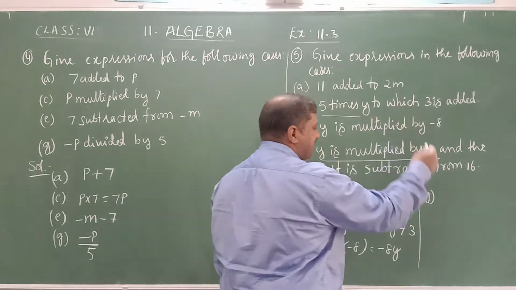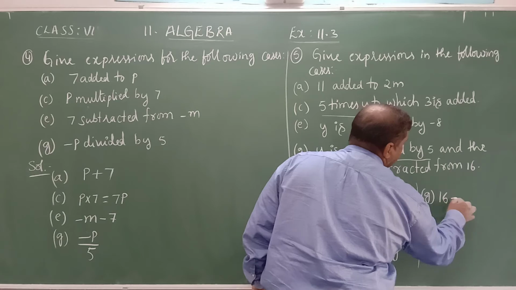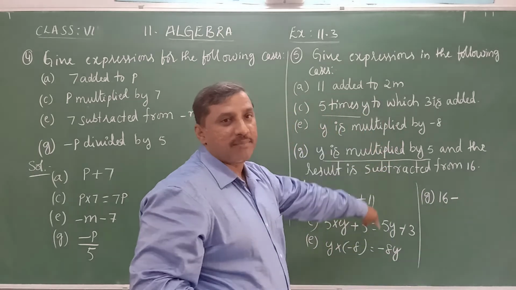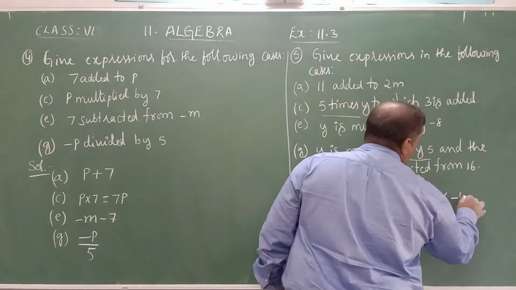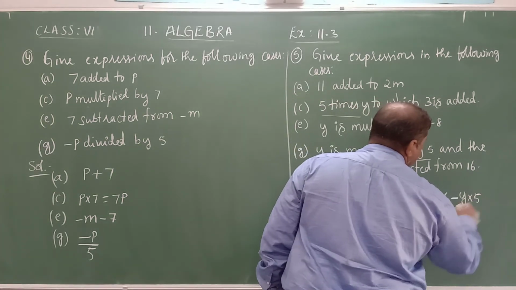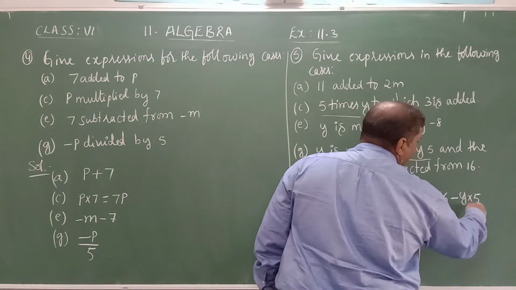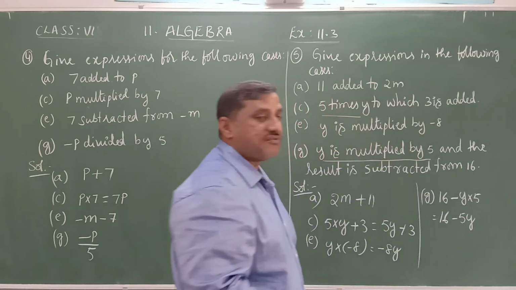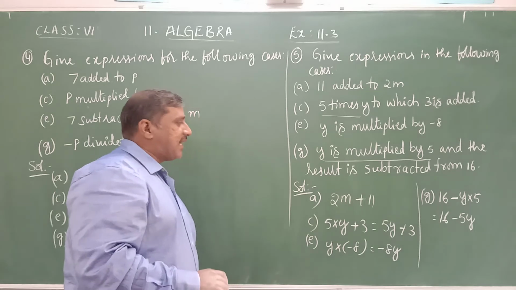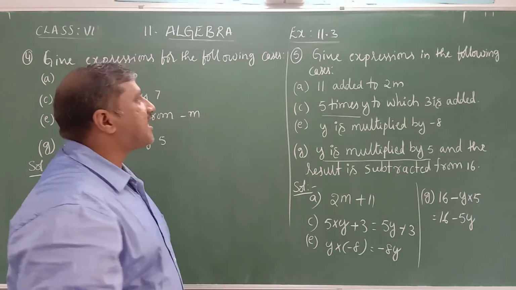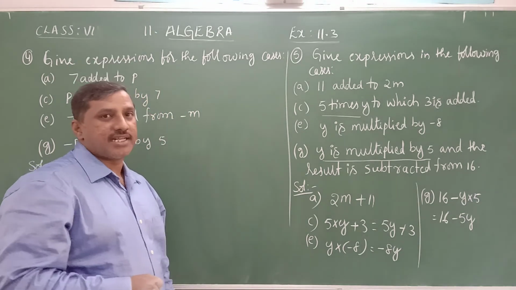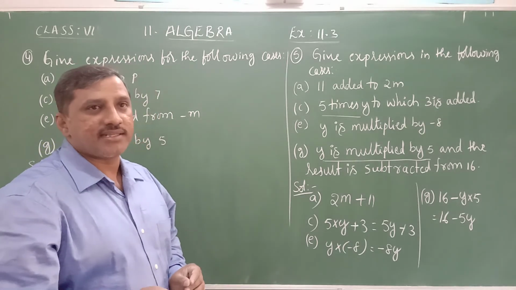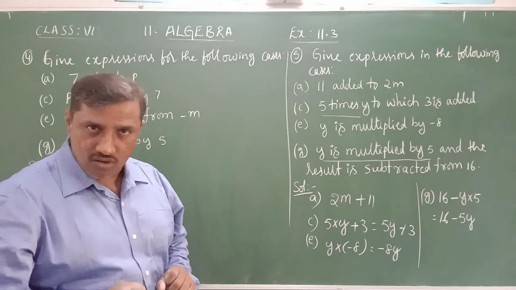From 16 it is subtracted. What is subtracted? Y multiplied by 5, that is y into 5, which is 5y. So we get 16 minus 5y. Like this we will write the expressions for the given statements using the arithmetic operations, variables and constants.